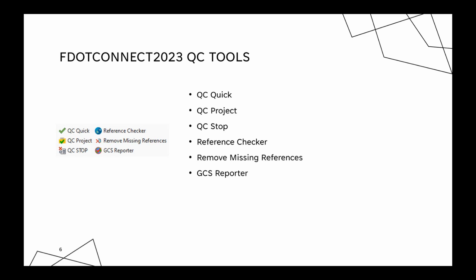In fact, I'll start talking about them right now. The FDOTConnect2023 CAD software suite includes a number of QC tools on the FDOT ribbon. These tools are located under the Quality Assurance group on the FDOT ribbon, and they include QC Quick, QC Project, QC Stop, Reference Checker, Remove Missing References, and GCS Reporter. Of course, these names vary slightly from the formal names of each tool or the names of the actual programs, but I'll discuss that as I talk about these tools individually. Obviously, you have to shorten the names of certain tools when you put the label on the shortcut for the ribbon, so it'll all nicely fit on the ribbon.